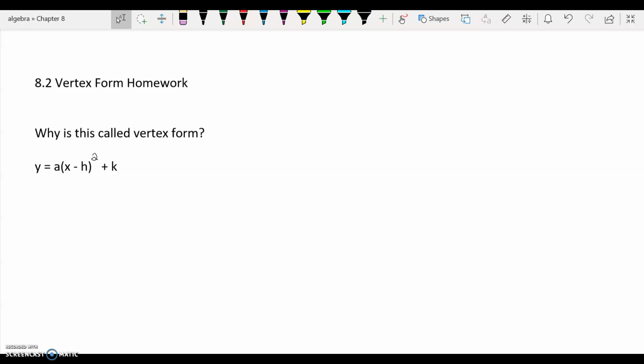The big thing is, why is this called vertex form? So we have a couple examples. The easiest one that I can think of. So I did this. Plus 4. Okay. So there's a few things that vertex form helps us understand.